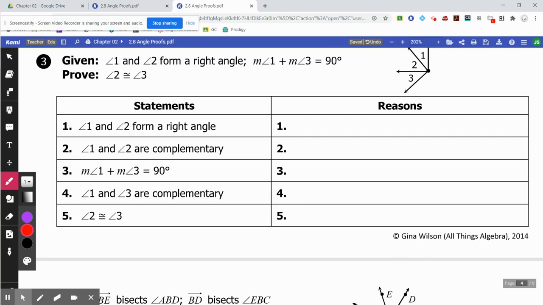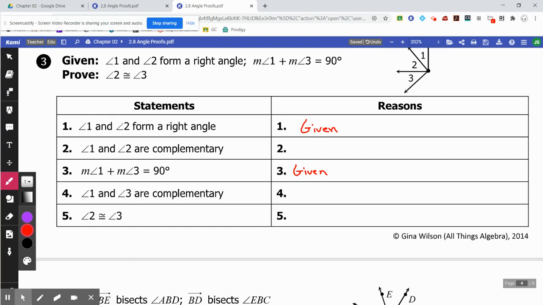So first off, we're given that angles 1 and 2 form a right angle, and 1 and 3 add up to 90. So both of those are givens. And then step number 2 says angles 1 and 2 are complementary. Now, you've got to be careful here. A lot of people say that, oh, right angle, that's complementary. That's the definition of a right angle, but that is incorrect. The definition of a right angle says if an angle is a right angle, it measures 90 degrees.